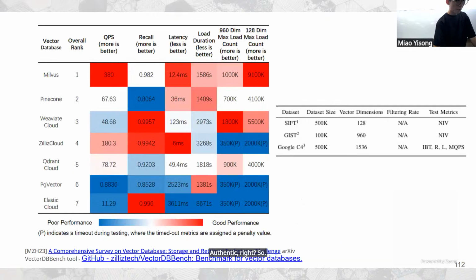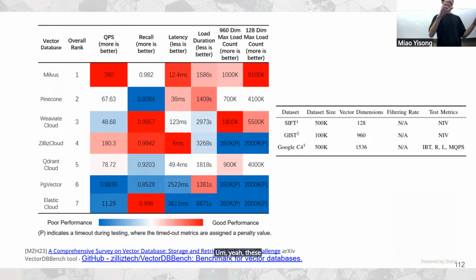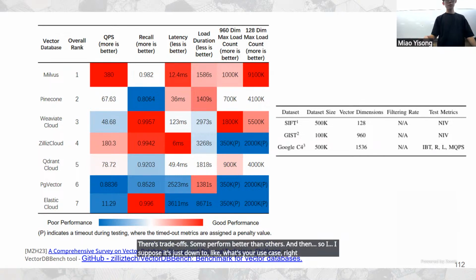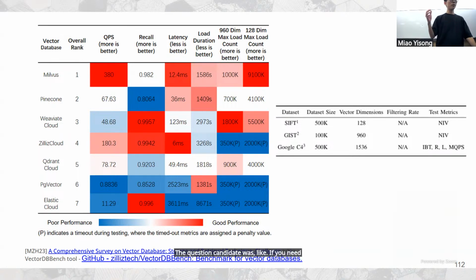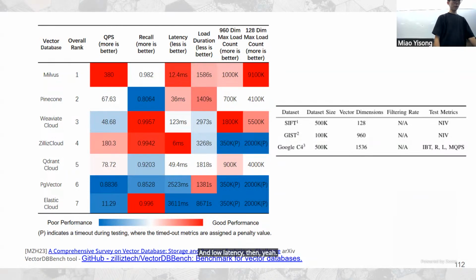One of the more important things is the performance. When tested on 3 different data sets, you see for these vector databases there's no one database that is really good at all the metrics. There are trade-offs; some perform better than others. So I suppose it's down to your use case. If you need something with really high recall and low latency, then you can take your pick from here.